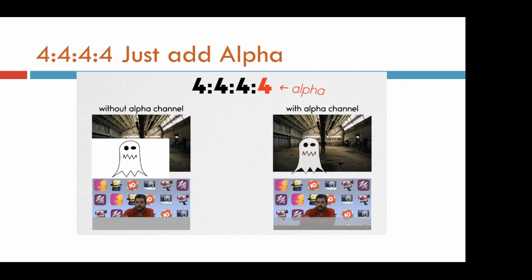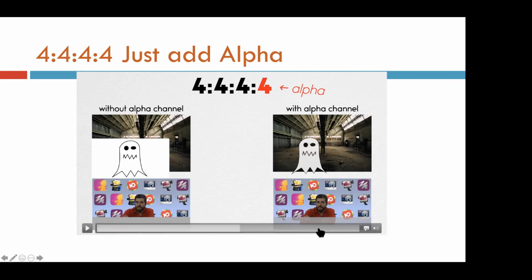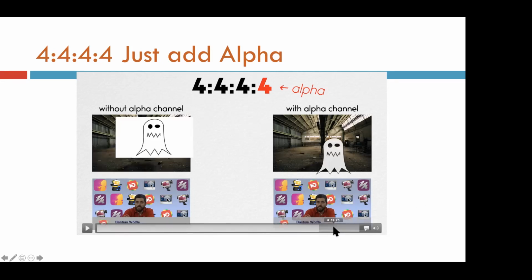It's hard to explain. So the first 3 numbers are still 4 pixels, top row, bottom row, but that 4th number represents the alpha channel. And this is just an FYI, but understand that it does exist.